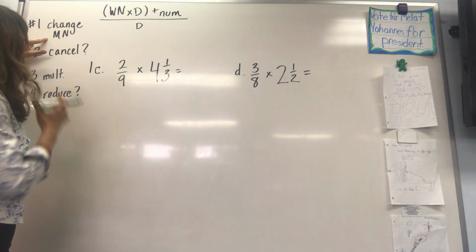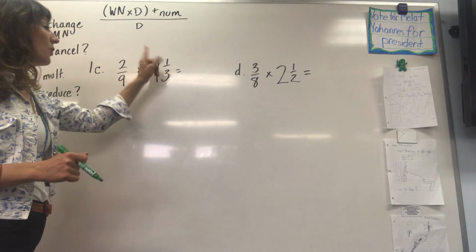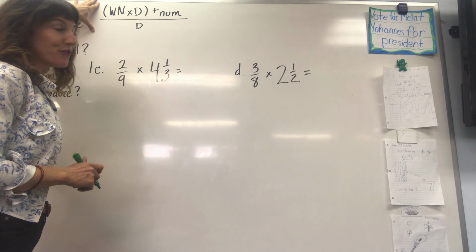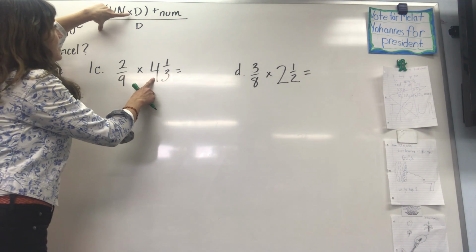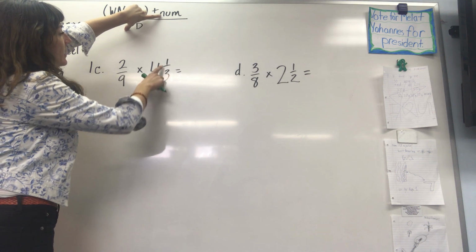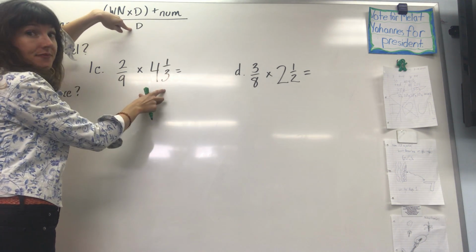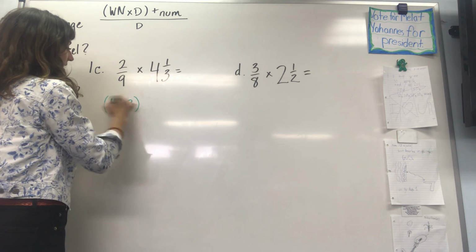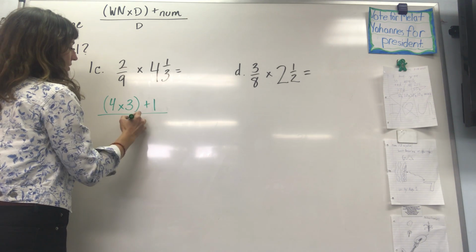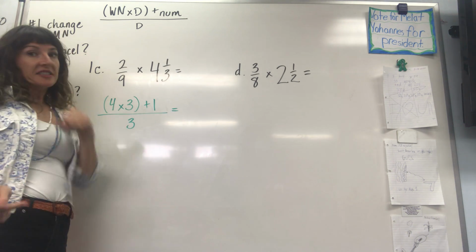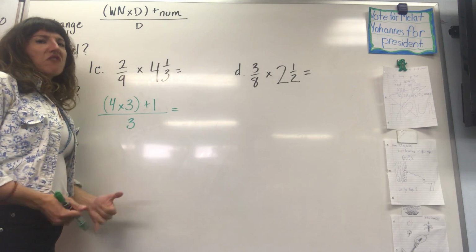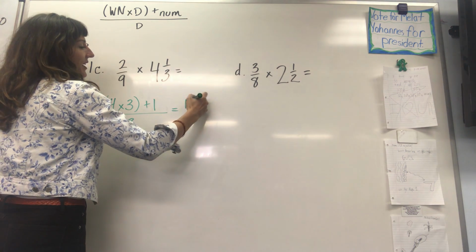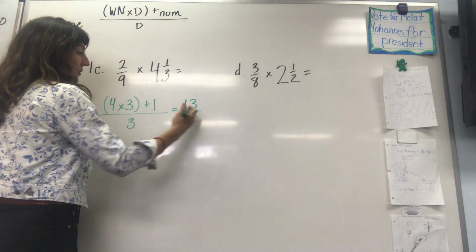Change your mixed number. The mixed number in this equation is 4 1/3. My formula for changing a mixed number into a fraction is whole number times denominator plus numerator all over denominator. Okay? So here we go. Whole number times denominator in parentheses plus numerator all over denominator equals 4 times 3 is 12. Plus 1. 13. Very good. All over your denominator.